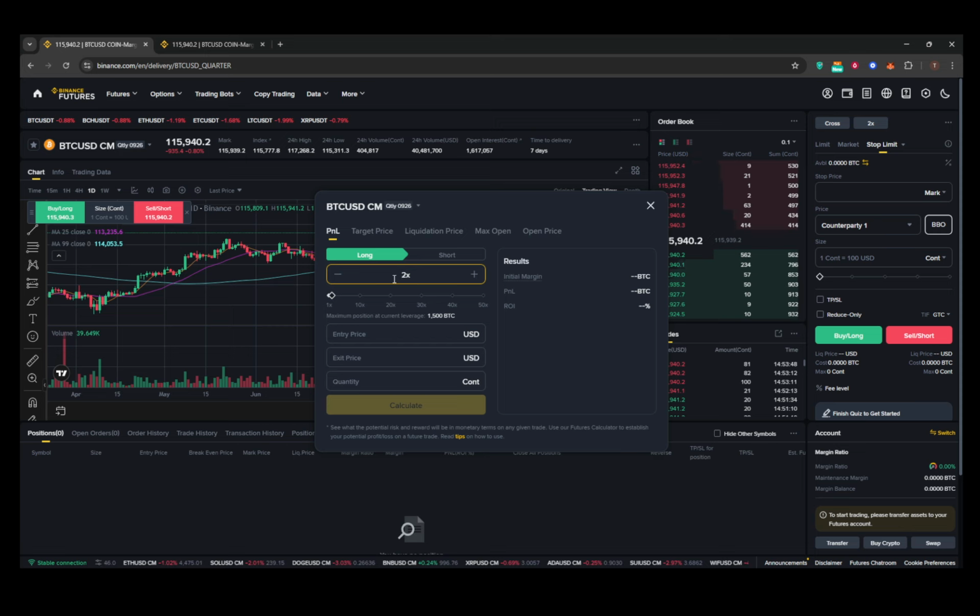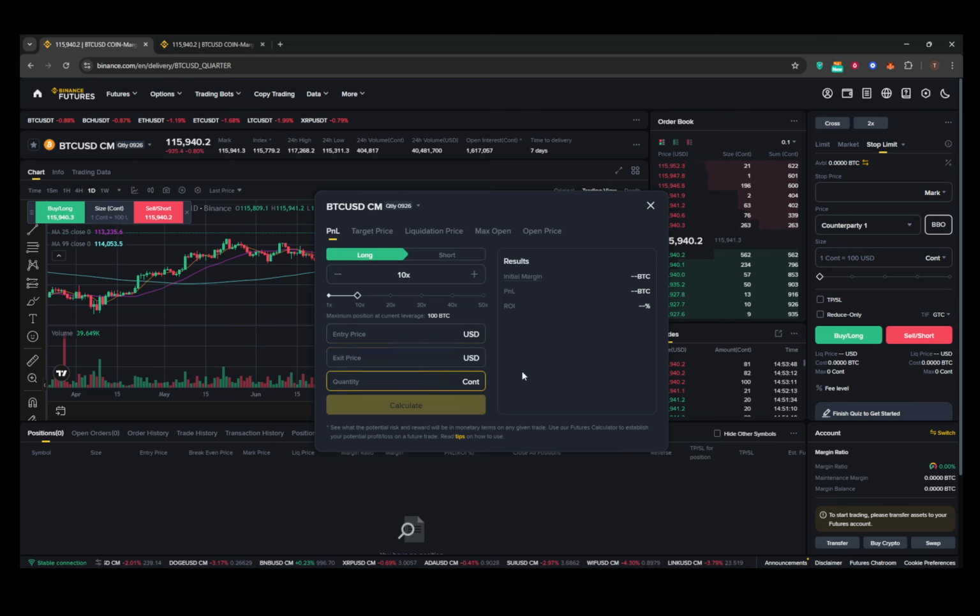Start with your entry price, which is the price point you either plan to or have already entered your trade. Following this, input your exit price. This is where you aim to close or sell your position. Next, you'll enter the quantity, detailing how much of an asset you're trading or your contract size. Also, take note of your leverage, defining by how much your margin is being multiplied. All set with those details? Hit Calculate, and the calculator will present a clear breakdown.